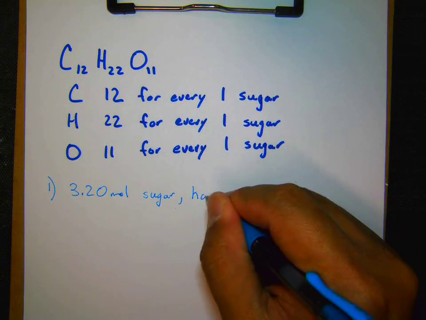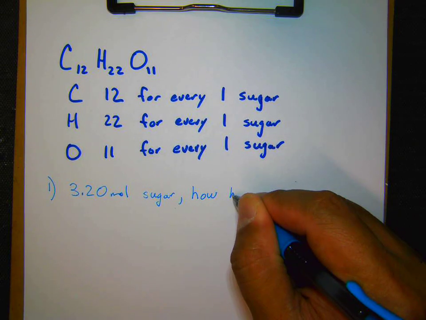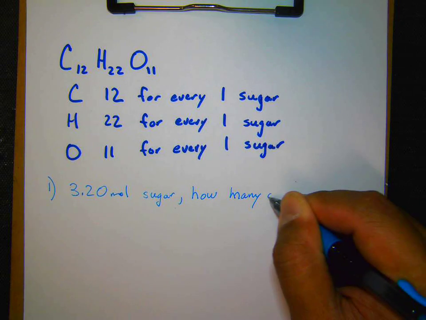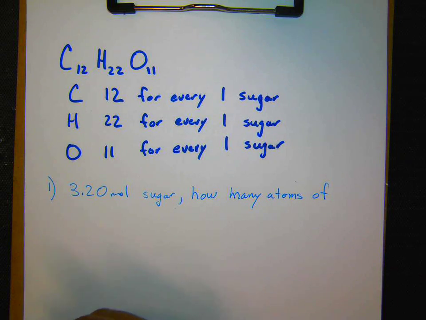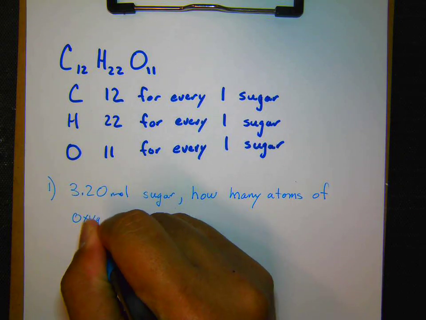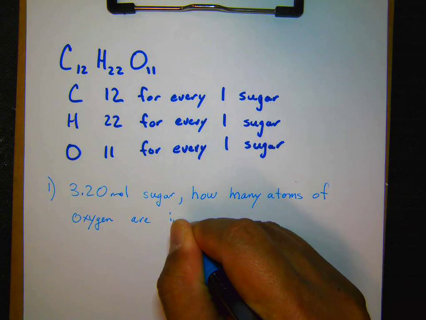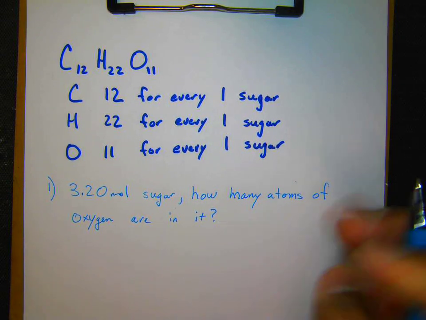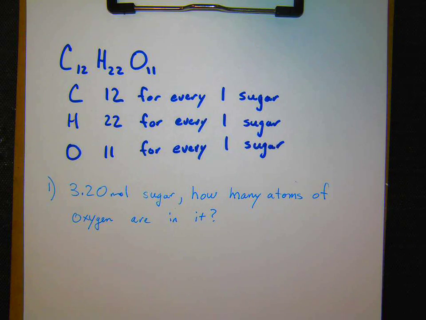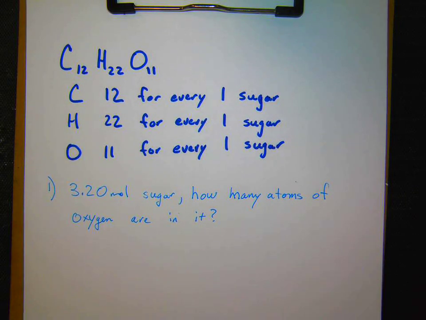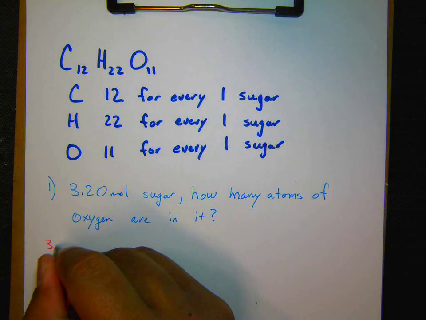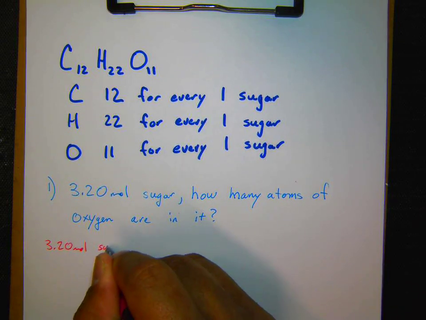We can figure out how many atoms of, let's go with oxygen, are in it. All right? So let's say we have 3.20 moles of sugar. We can figure out how many atoms of oxygen are in that 3.2 moles by using the formula. See the formula? All right? So what I do is I would start with 3.20 moles of sugar.